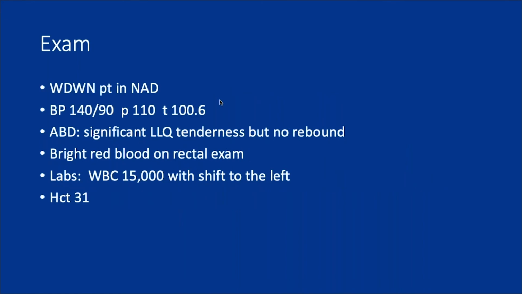Examination, see that in front of you. The abdominal examination shows a significant left lower quadrant tenderness, but no rebound. There's bright red blood on exam. White count is elevated, again, a shift to the left, and hematocrit is 31.